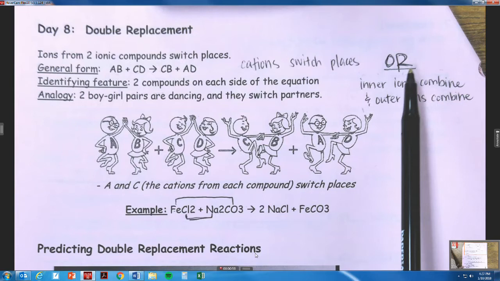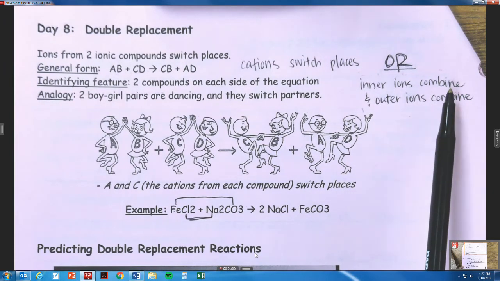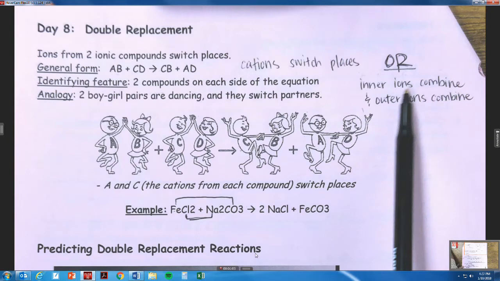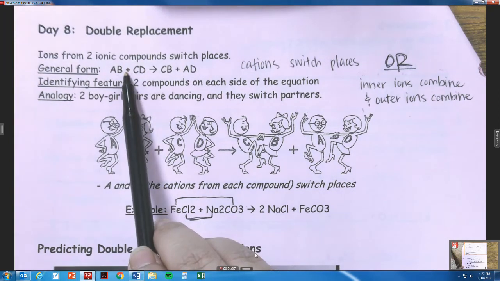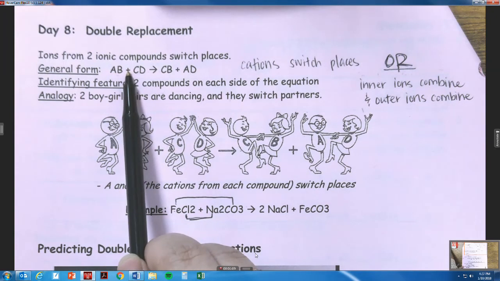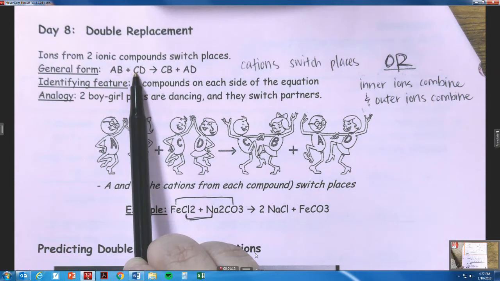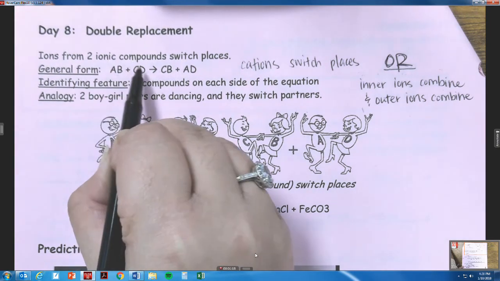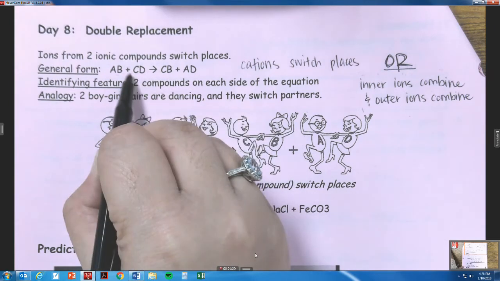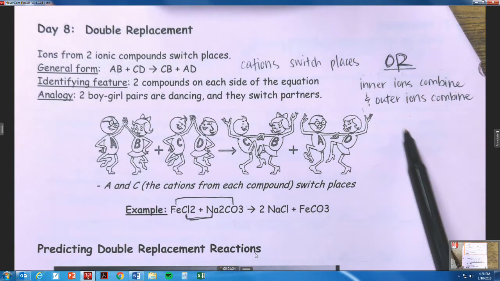Or another way you can look at it is that your inner ions are going to combine and then your outer ions are going to combine. When we say inner ions, that's going to be your ions closest to the plus sign. So that's going to be B and C, right there. And then your outer ions, A and D, are going to combine. So that's the two ways that you can think of double replacement.